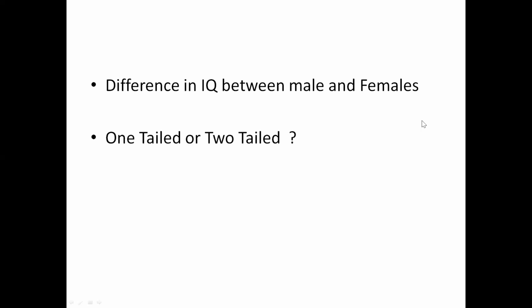So two-tailed p-value, very good, because we don't know the direction. The IQ of the male will be higher or the female will be higher. We cannot know right from the beginning. So in this case, we will apply the two-tailed p-value. Very correctly, you all have written in the chat box. I'm happy with this.